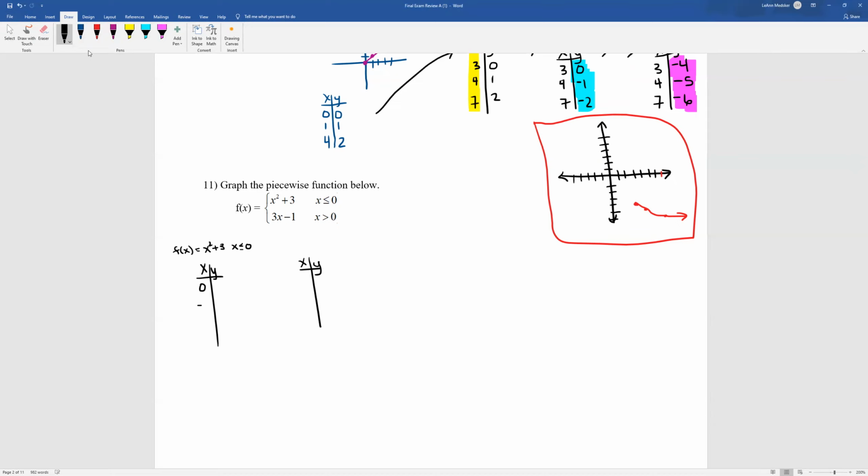So 0, -1, -2, just pick a few points so you have enough to graph it. And then we're going to use f of x equals 3x minus 1 when x is greater than 0. Now, this may seem weird, but we actually do need 0 here. Even though it doesn't say equal to, the 0 is the splitting point of the graph.